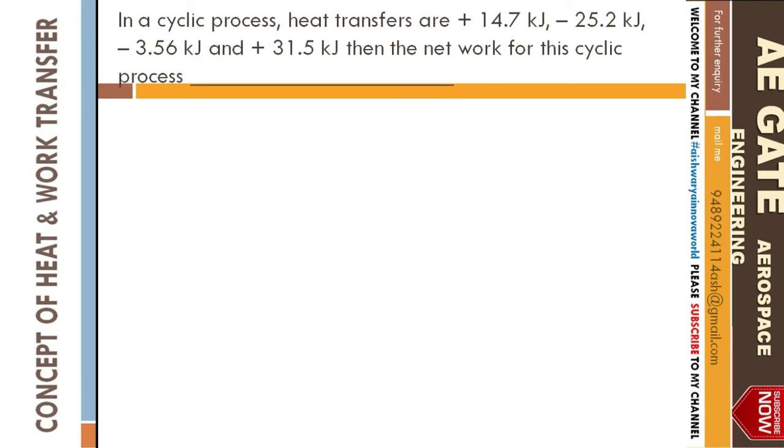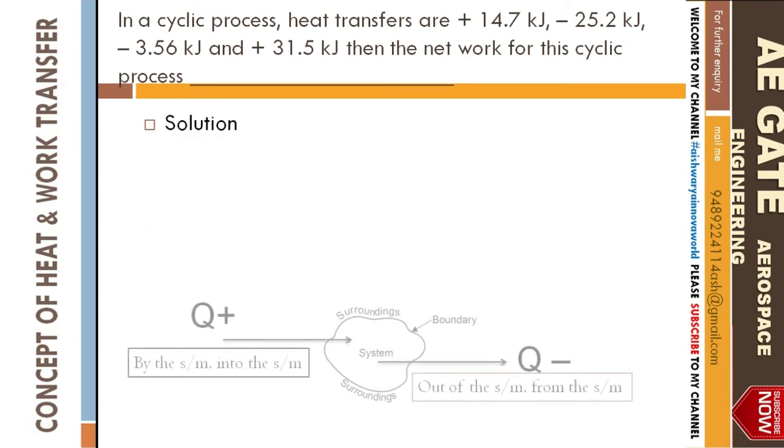So here I have given a few problems which are usually discussed in competitive examinations. Let's see one question. In a cyclic process, heat transfers are plus 14.7 kilojoule, minus 25.2 kilojoule, minus 3.56 kilojoule, and plus 31.5 kilojoule. Then find the net work for the cyclic process. They have given the heat transfer, that is Q values, four Q values, and they're asking for the work done. So let's look at the solution.